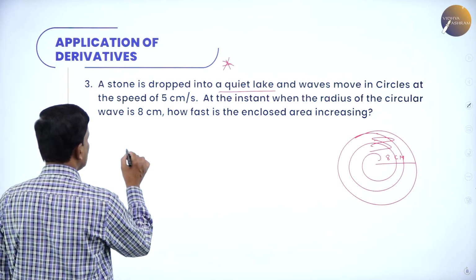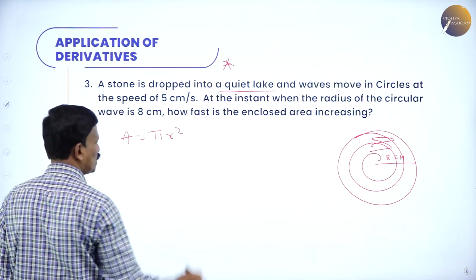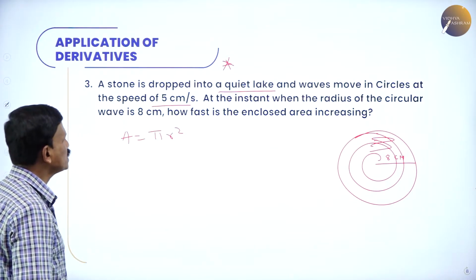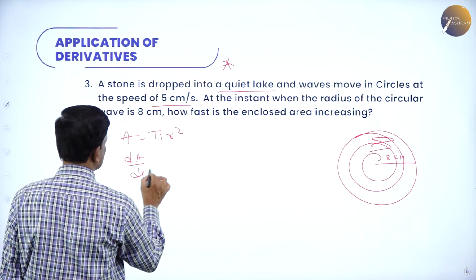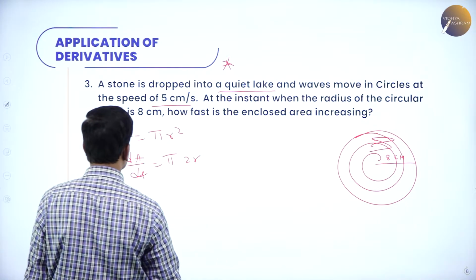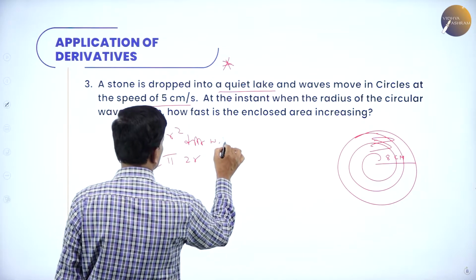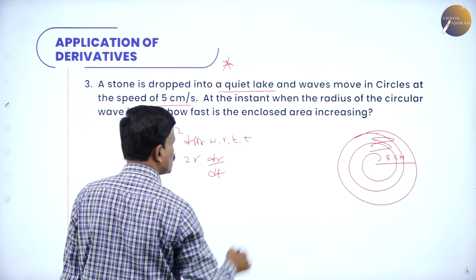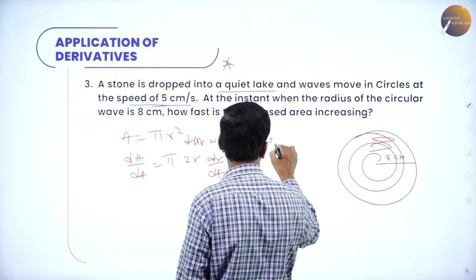First of all, this is a circle. Therefore, if r is the radius, then the area of a circle is equal to pi r square. Here, the rate is given at the speed of 5 centimeters per second. Differentiate with respect to t. dA by dt is equal to pi into differentiation of r square, which is 2r, into, differentiating with respect to t, dr by dt. Now substitute what is given. Now let us write what is given.